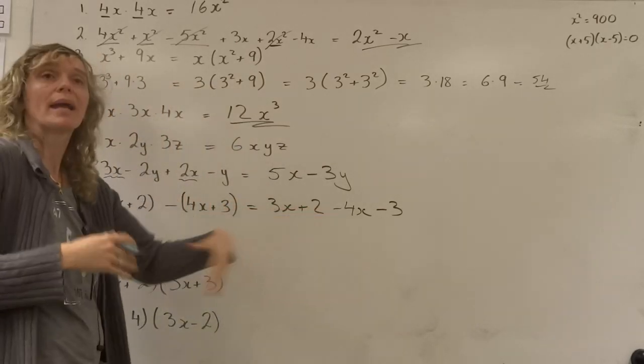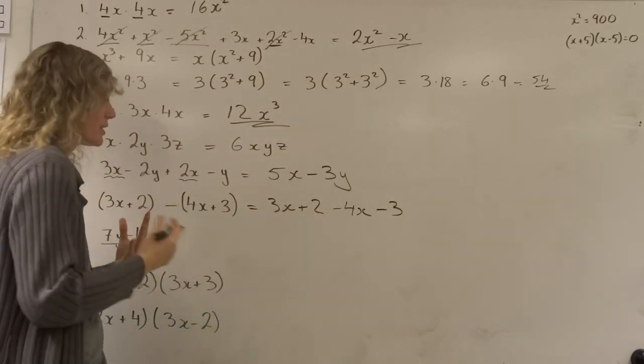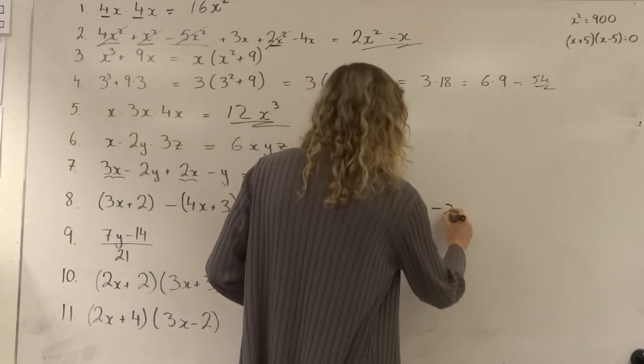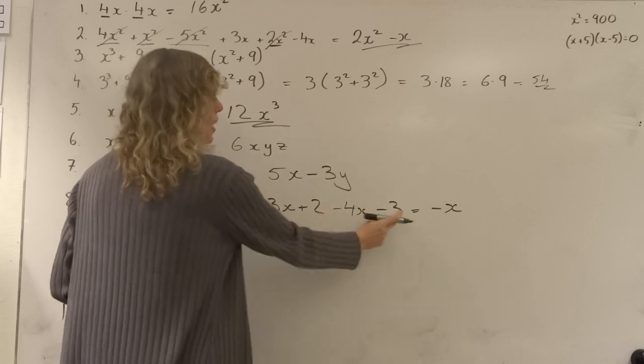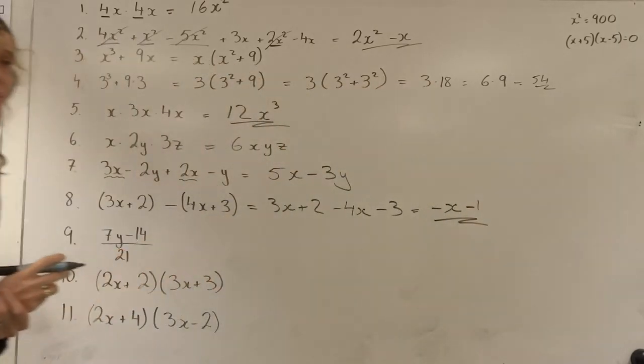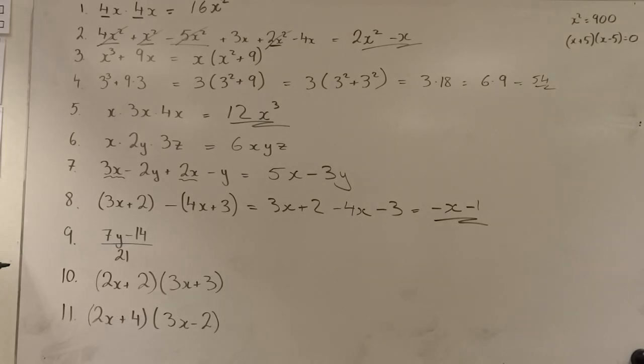Now we've expanded the brackets. Now we can do our simple addition and subtraction. 3x minus 4x gives minus x, plus 2 minus 3 gives minus 1. Minus x minus 1 is that one simplified out.